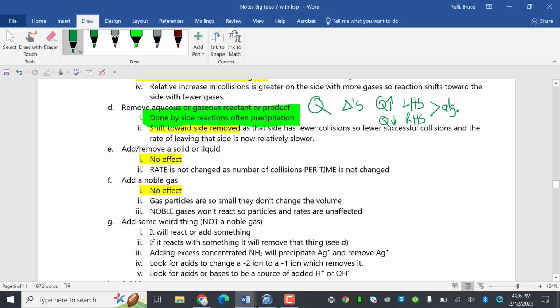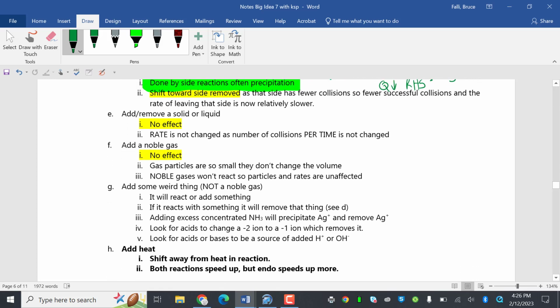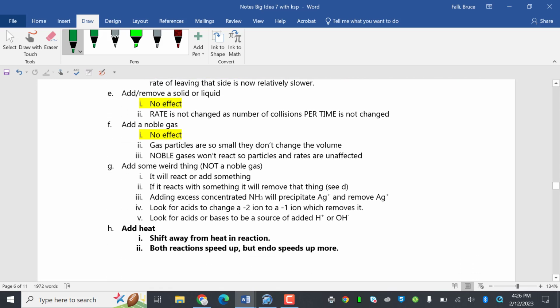Add or remove a solid or liquid, no effect. The number of collisions per time is not changed. Adding a noble gas, no effect. Gas particles are so small they don't change the volume. They're so small you don't even notice them. Noble gases won't react, so the particles and rates are unaffected.